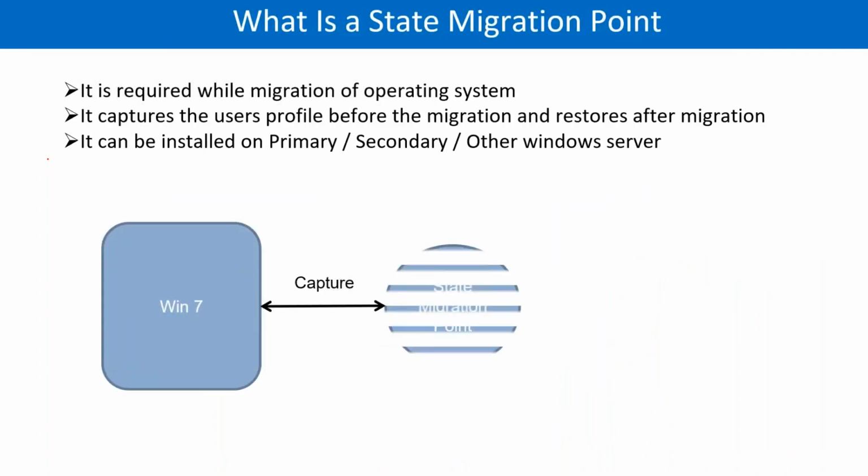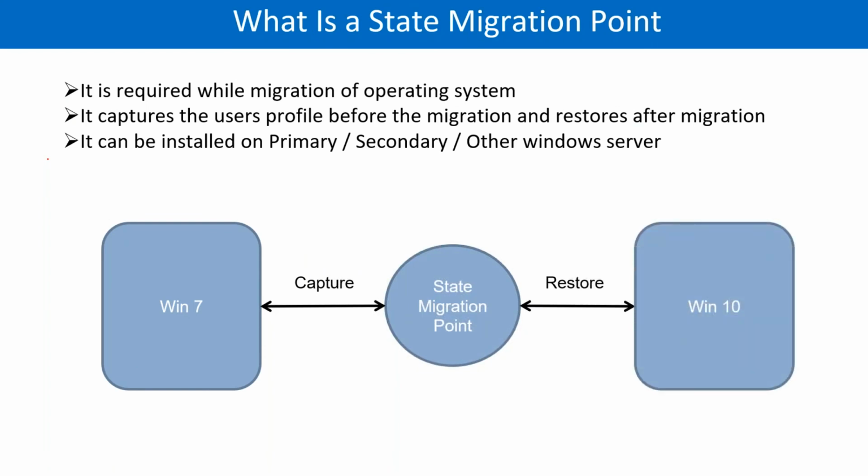Now the last role is this one, state migration point. It is required while migrating an operating system. Suppose you are migrating from Windows 7 to Windows 10, and when you are migrating, you would also like to capture the user data. Suppose Ejaz was using this computer for 2 years. He has his files here on the Windows 7 computer. Now he would like these files to be migrated to Windows 10, the new machine which Ejaz is getting. This is his old machine and the new machine is Windows 10.